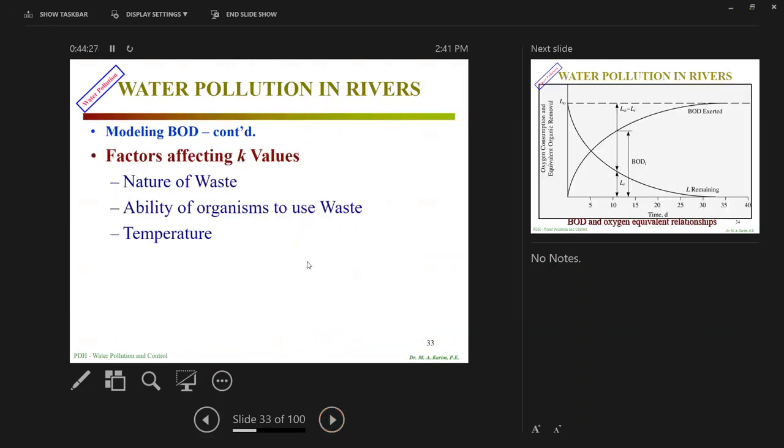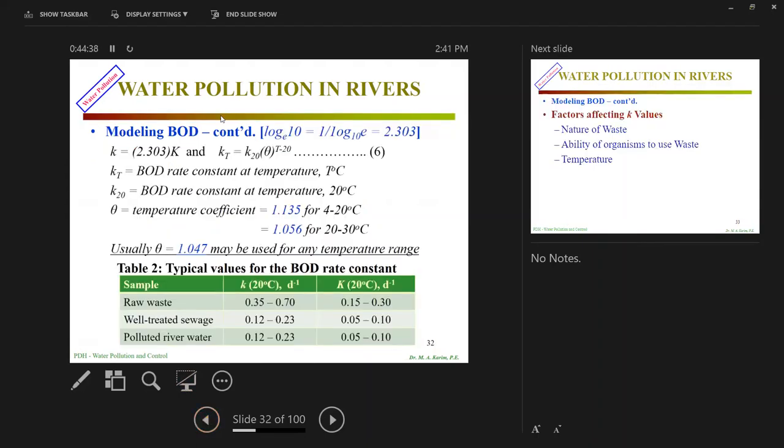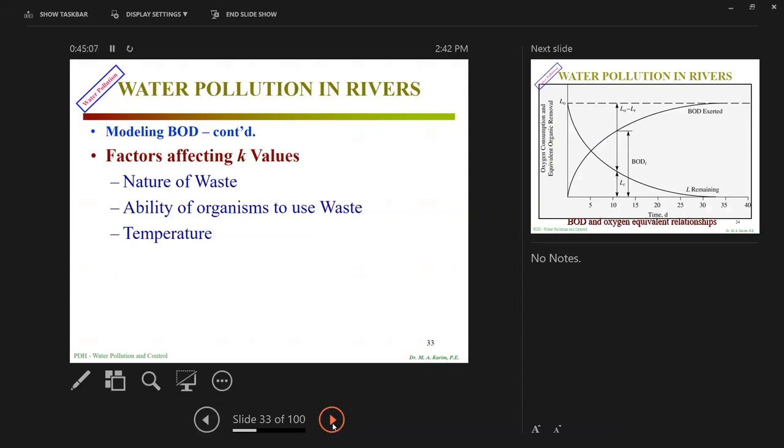So the factors affecting the K value, the rate constant: number one, nature of the waste; ability of organisms to use the waste; and the temperature. We have seen that the temperature effect is basically due to this equation. If the temperature goes higher, that means this would be positive, so KT would be more than K20. That means the decomposition process will happen more quickly. That's why at a higher temperature the decomposition happens more, like during the summer season and other things.